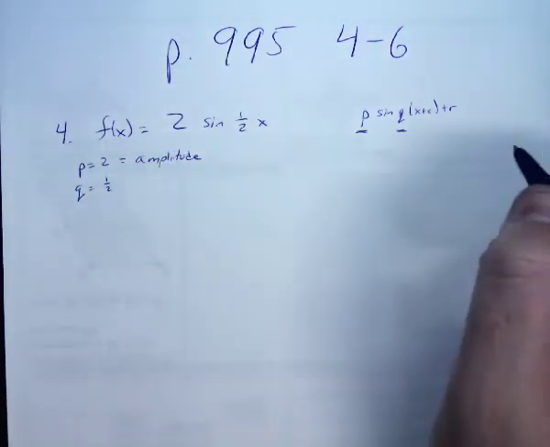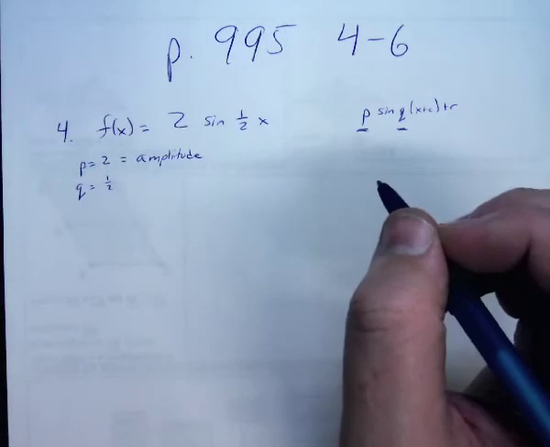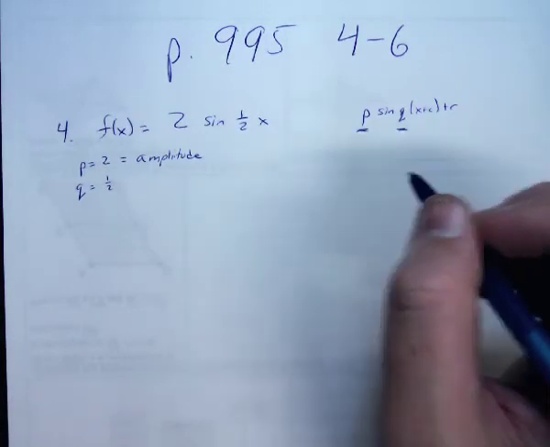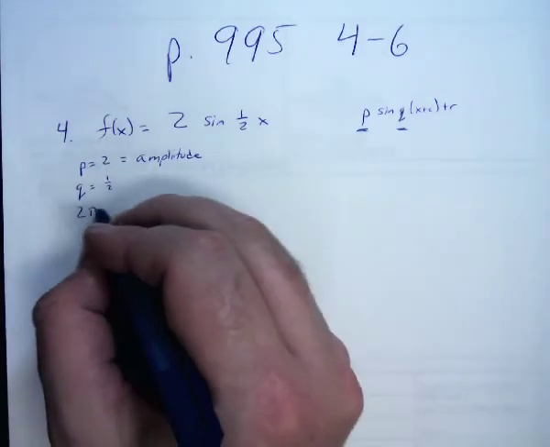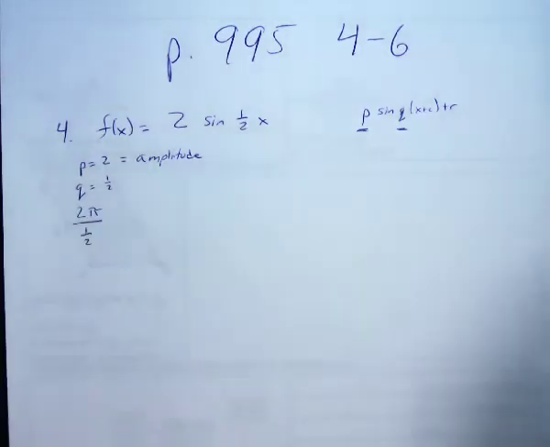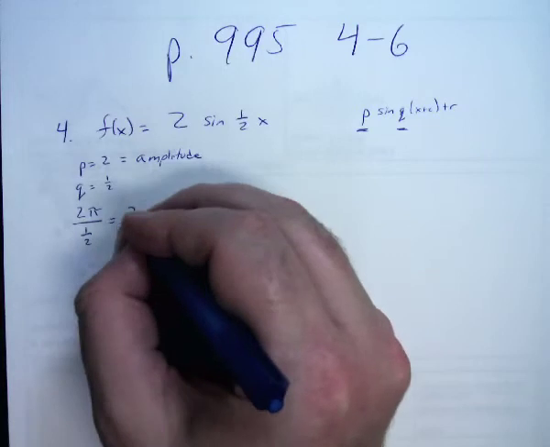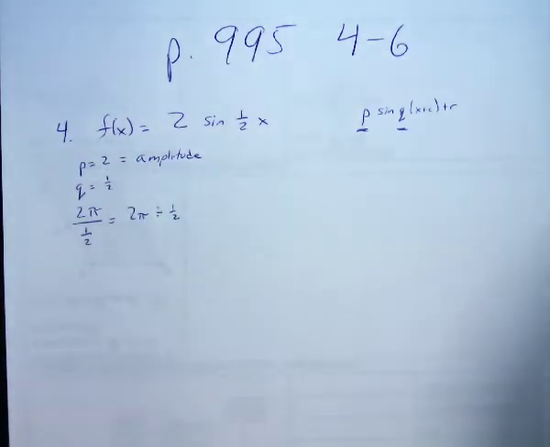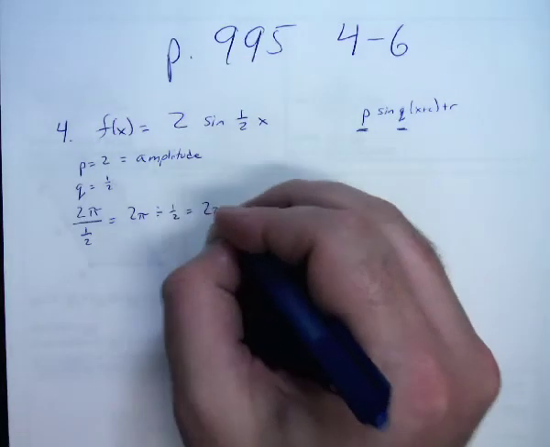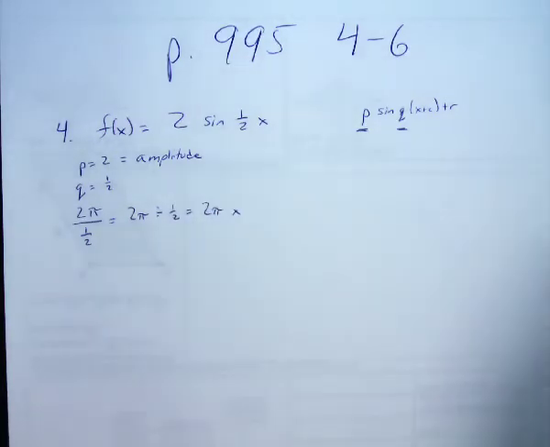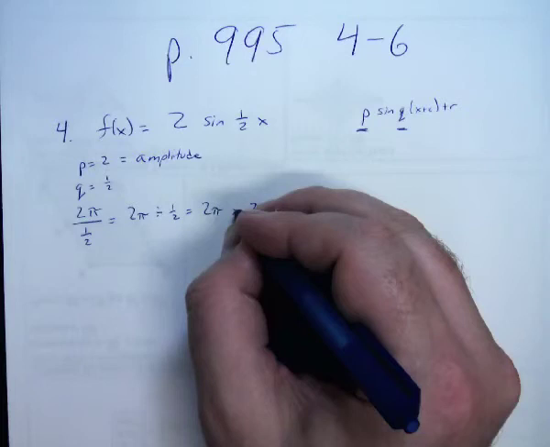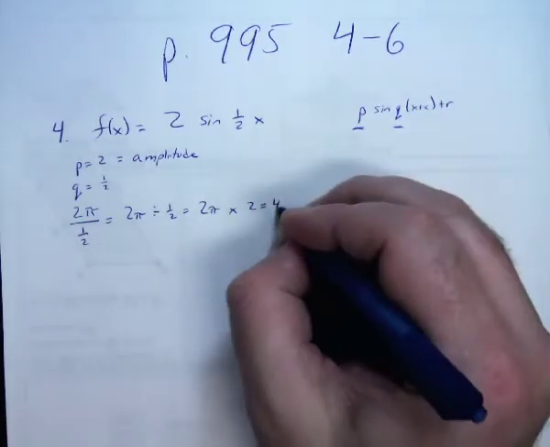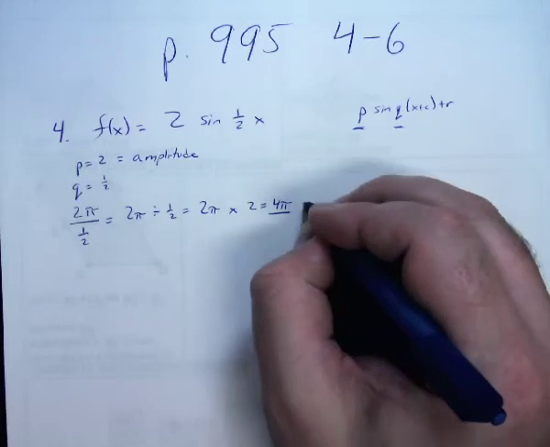Now, if you recall how we find our new period, this is in your notes for both sine and cosine. To find our new period, we take 2 pi and we divide by q. So this is 2 pi divided by 1/2. And of course we're going to make this multiplication, so 2 pi times, and we have to flip 1/2, so that's going to be times 2, because 1/2 flipped over is 2 over 1. And that's going to be 4 pi, which equals our period.